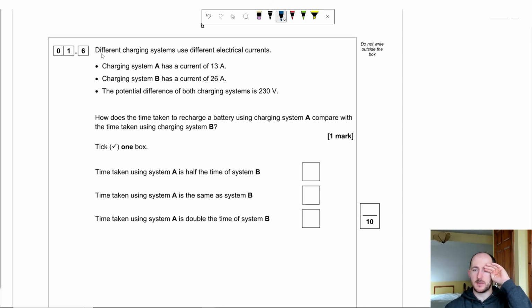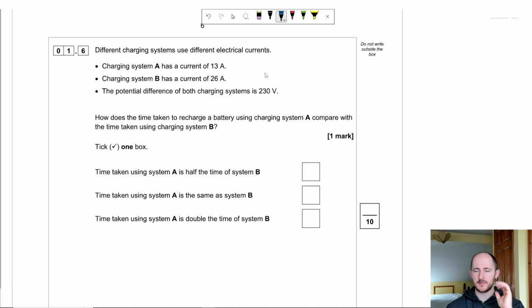Okay, now here's where things are going to get a bit more interesting. Different charging systems use different currents. A has a current of 13, B has a current that's twice as big. The potential difference across both of them is 230 volts. How does the time taken to recharge the battery using system A compare with the time taken using system B?